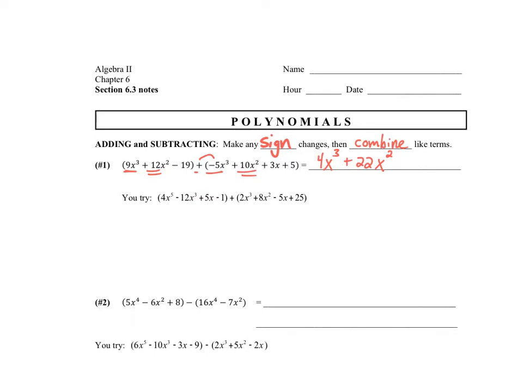Okay, and then look for any x's. You'll see here that we have a 3x, but there's no x in the first parentheses, so we have just a positive 3x. And then the last thing we do is look for our constants. -19 plus 5 is -14.